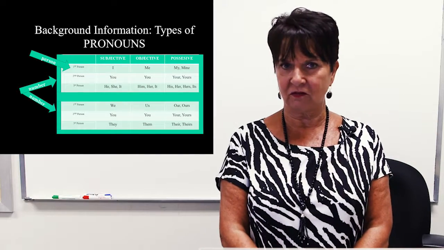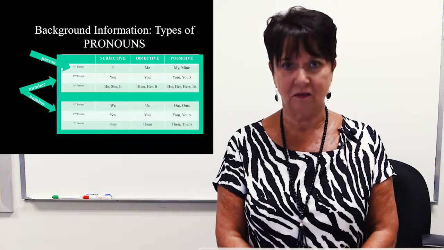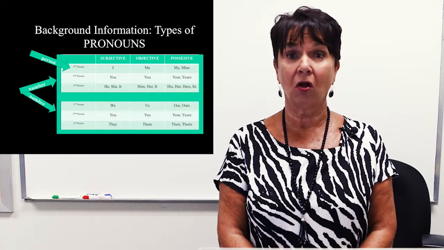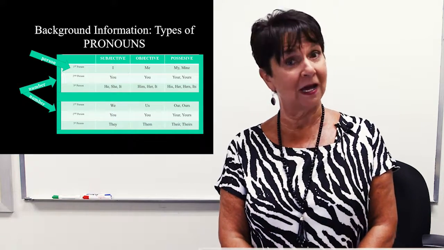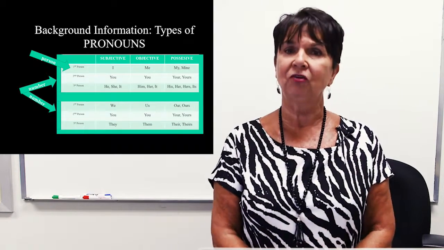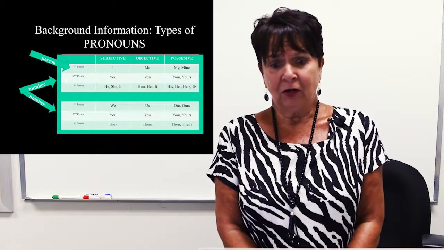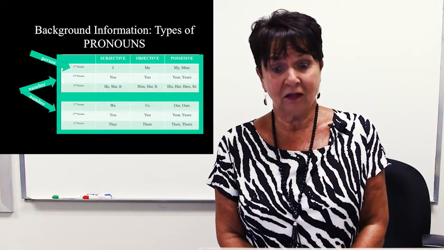The possessive case is very easy. I own something, it's mine. It's mine. It is all mine. It is my money. It's all mine. I own it. I possess it. It's your money. It's all yours. It's his money, her money, it's all hers, and it is all its.